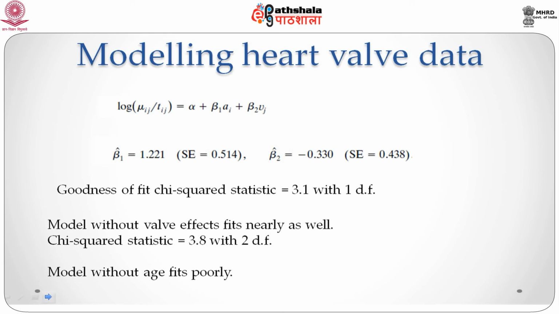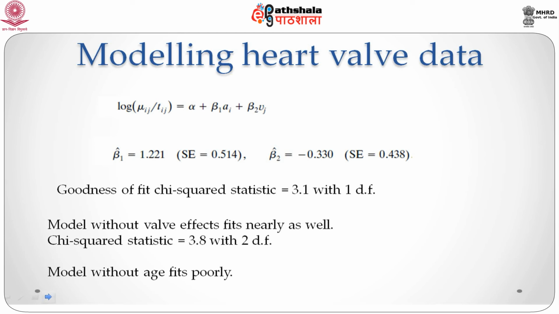We can define Nij as the number of deaths for age Ai and valve type Vj. Assume its expected value to be mu ij, for total time at risk, Tij. So given Tij, the expected rate is mu ij by Tij, and the model is log of mu ij by Tij equal to alpha plus beta 1 Ai plus beta 2 Vj. So we can then use the standard maximum likelihood techniques, treating the Nij as my outcomes and Ai and Vj as the covariates, Tij as an offset.